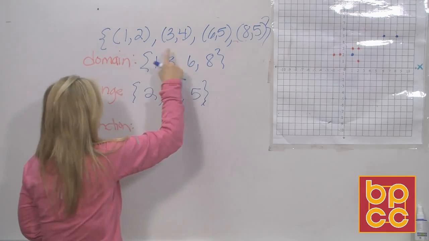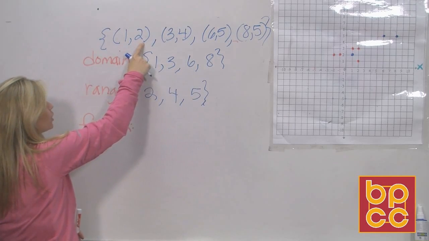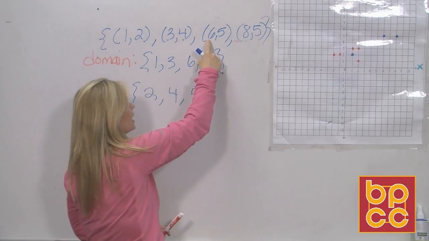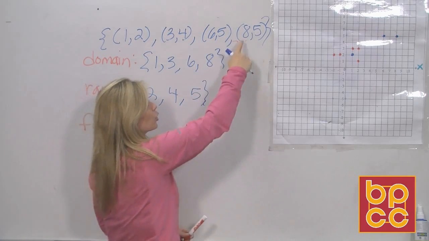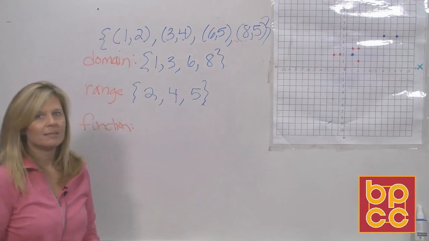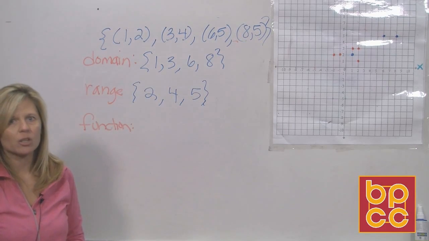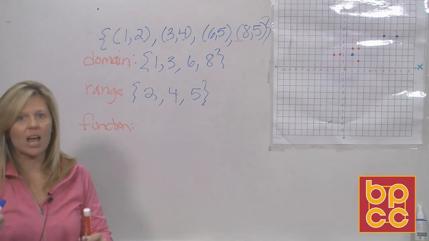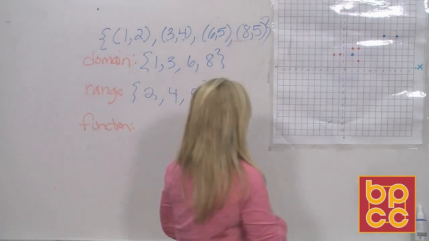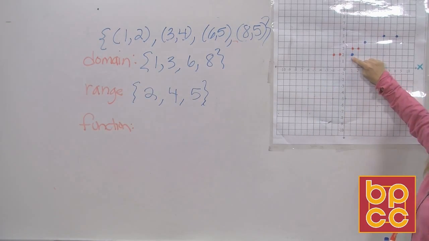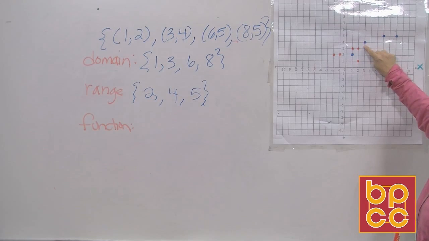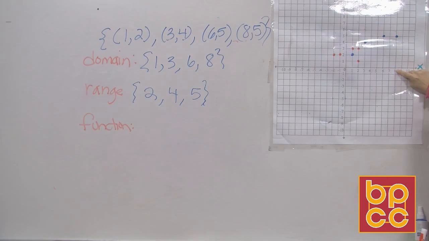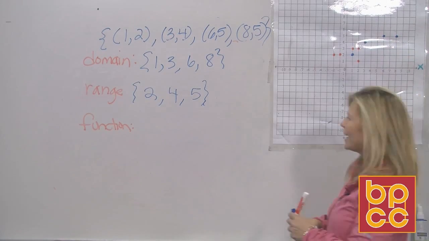Well, if you look up here, you could tell. Girl 1 is only dating boy 2. Girl 3 is only dating boy 4. Girl 6 is dating boy 5. Girl 8 is dating boy 5. Now I know what you're thinking. You're saying it's not a function. Yes, it is. Every girl, 1, 3, 6, and 8, each have one boyfriend. If you look at the picture, here's the x value, there's only one blue point. Here's the x value, there's only one blue point. Here's the x value, there's only one blue point. Here's the x value, there's only one blue point. This is a function.